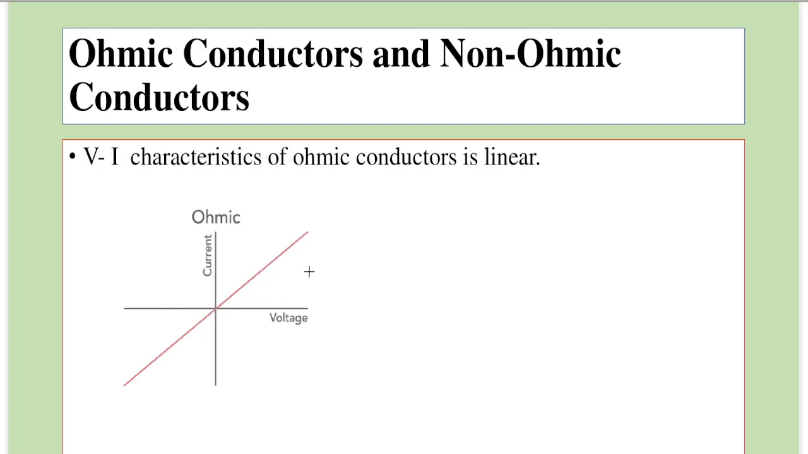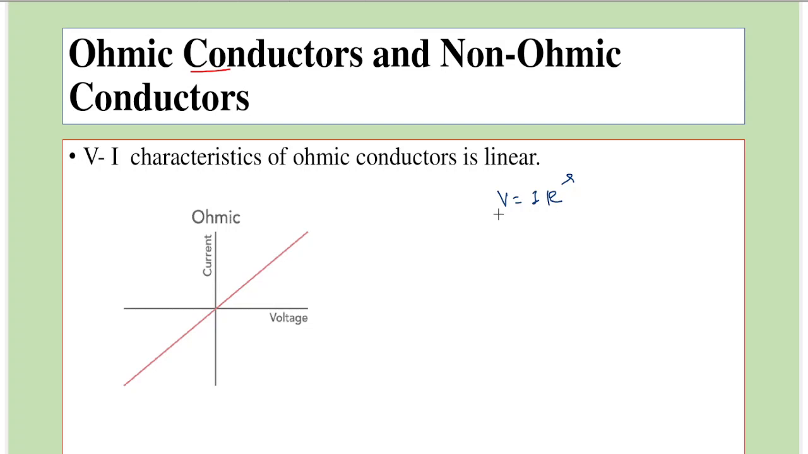Let us now study about ohmic devices and non-ohmic devices. As the name tells us, ohmic devices or ohmic conductors are those devices which obey Ohm's law. Ohm's law was written in the form V is equal to I into R. Here, this R is a constant.